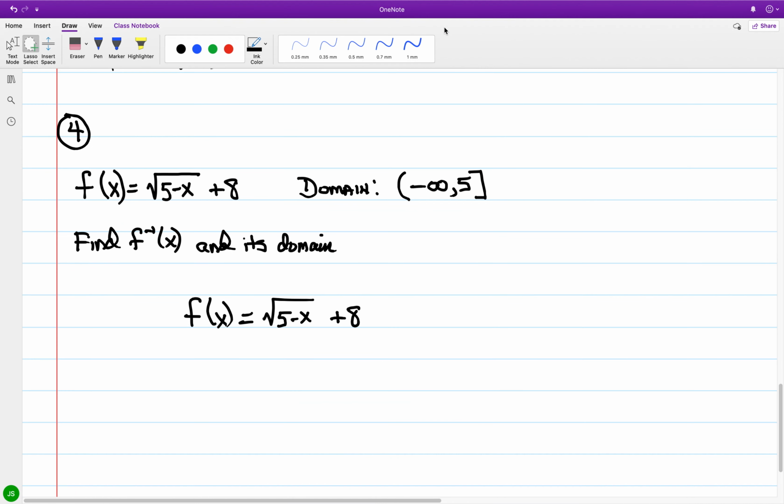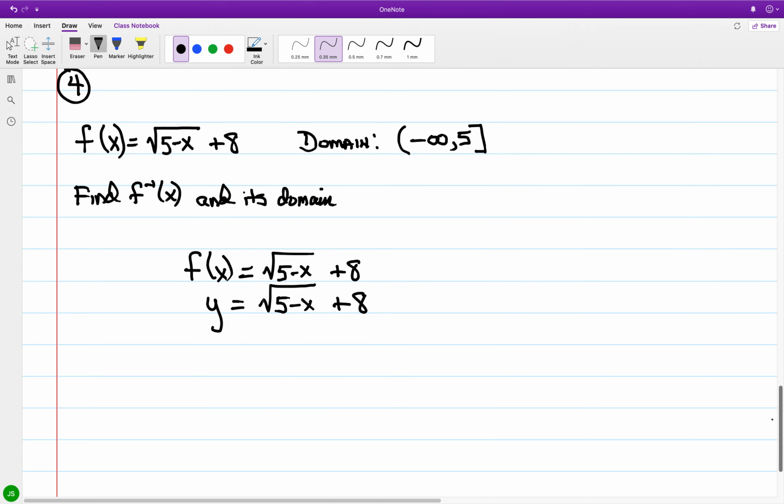All right, so we have the given function f of x equal to the square root of 5 minus x, followed by the addition of 8. And again, f of x is functional notation for what we otherwise say is going to be y. So here y is equal to the square root of 5 minus x, plus 8. And looking for the inverse, we're going to interchange the x and the y.